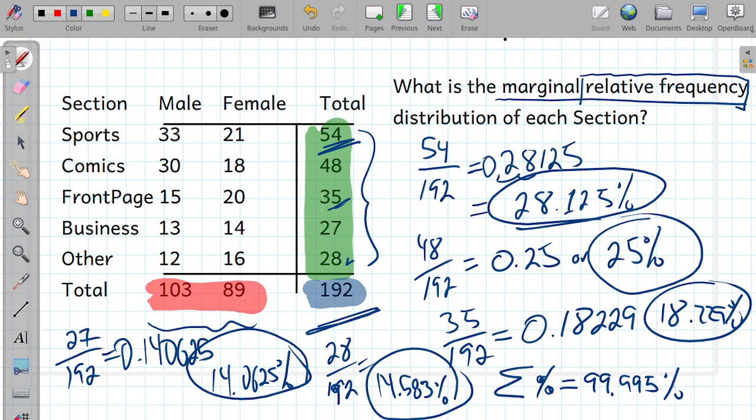So that added up to 99.995%. So a little bit of loss due to truncation, but not a big deal. Okay, so let's review this. What's the key thing to note here?